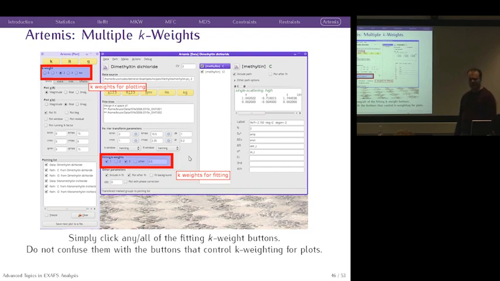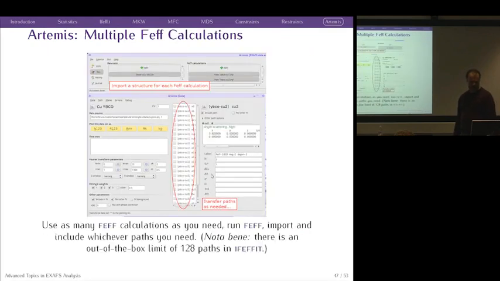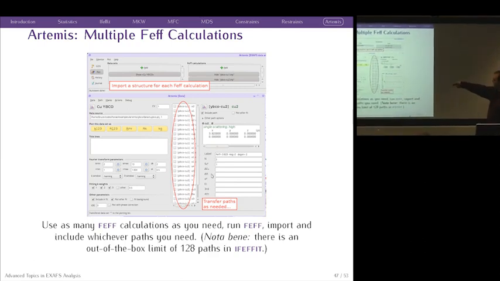The multiple Feff calculations is also really simple. Here you see that I have imported the Feff calculation for the copper 1 site. Here's the copper 2 site. Some of the items in this list are from the copper 1 site. Some of them are from the copper 2 site.